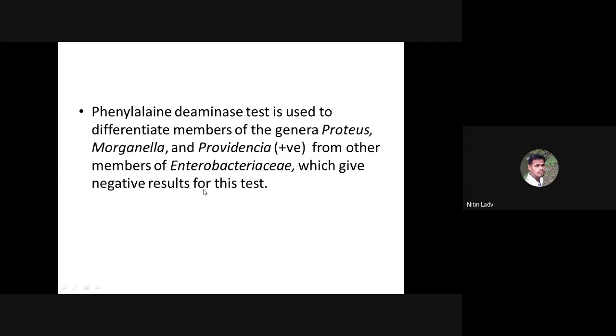All other members of the Enterobacteriaceae family give negative results for this particular test, while Proteus gives a positive test. Along with Proteus, Morganella and Providencia also give a positive test. But these are not that predominant as far as UTI infections are concerned, and at that time you will have the Proteus species only, which makes identification easy. So this is the basic application of this test for the identification of clinical pathogens in urinary tract infections.